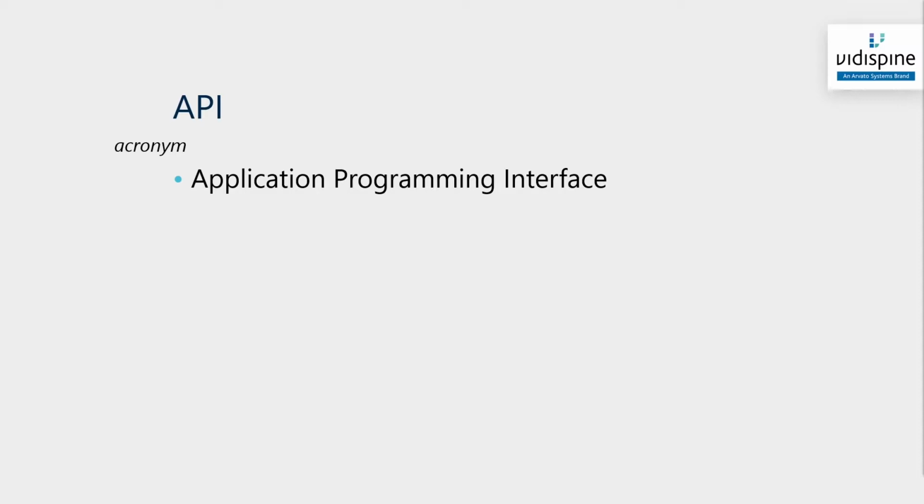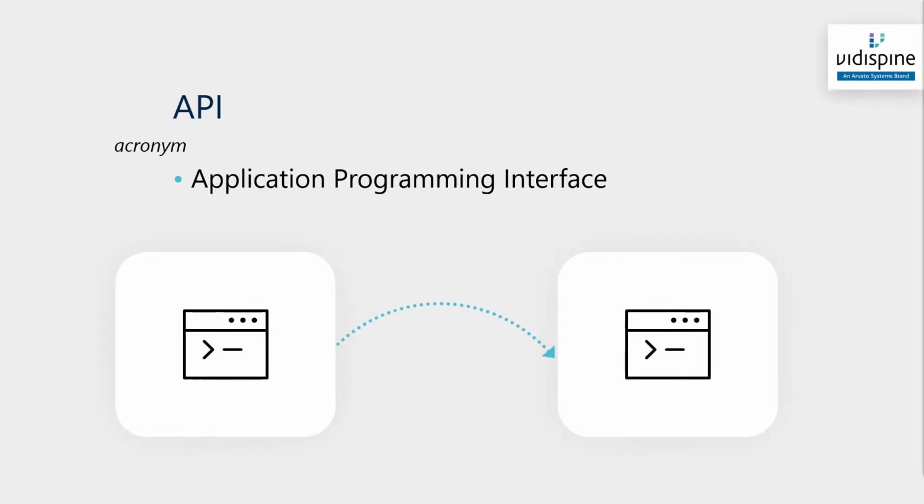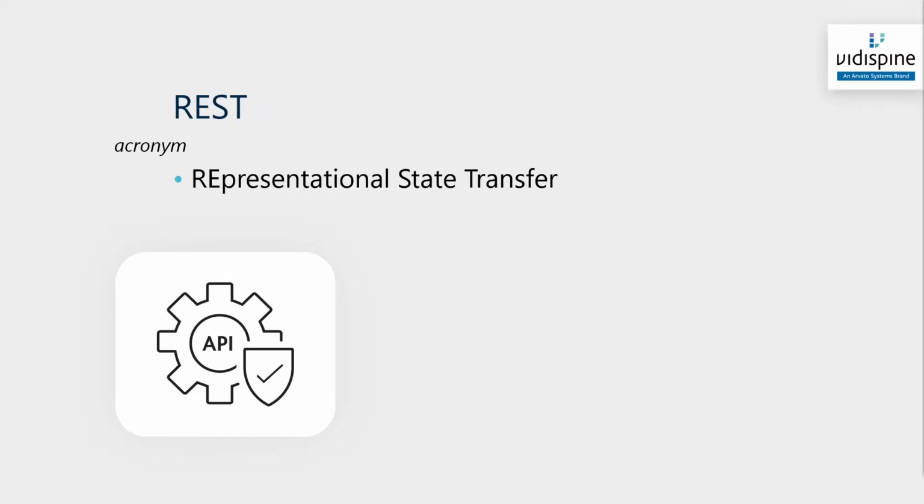What do these letters stand for? API stands for Application Programming Interface. It allows one piece of software to speak to another. REST stands for Representational State Transfer. It is a specific type of API which has become an industry standard. Don't worry too much about trying to understand what those words mean when we put them together.